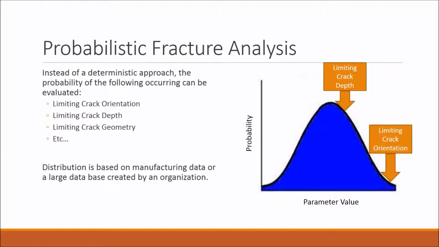An example is shown to the right, in which your limiting crack depth could be highly probable, but your limiting crack orientation can be very unlikely to occur. This could be based on manufacturing data which determined the cladding material is welded in a certain way that avoided this particular crack orientation, as an example. And this would give you a distribution which you could apply into the method that we'll discuss in the next slide.